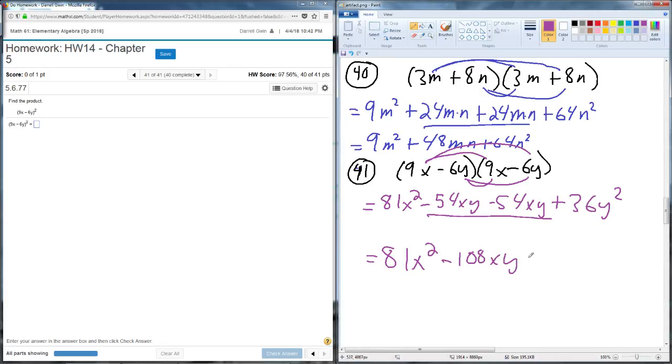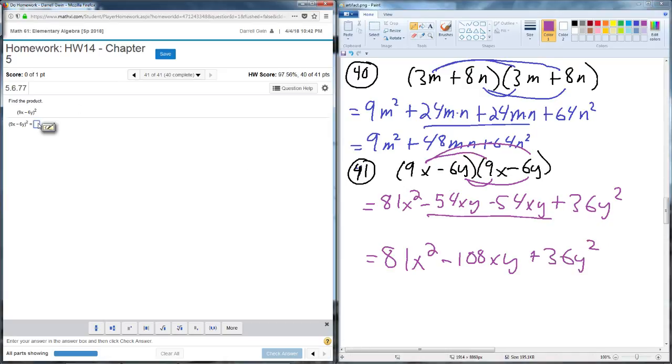Oh, my hands are getting sweaty. Gotta take a break. Good thing I'm done. Until I get after I'm done with this. I have to get it right. 81x squared minus 108xy plus 36y. Oops. Y squared. Enter. Whew.